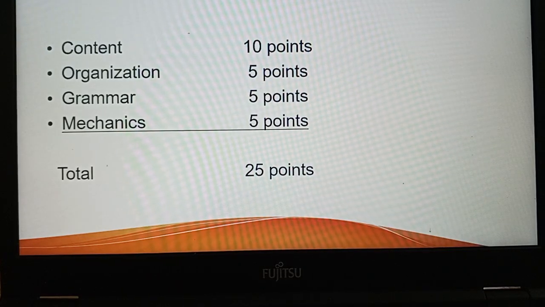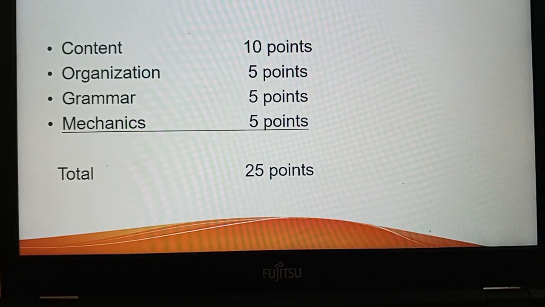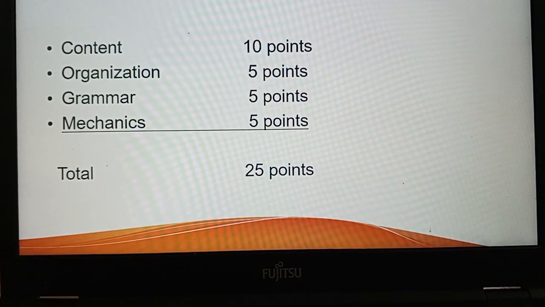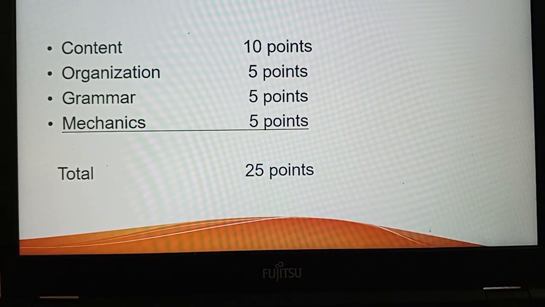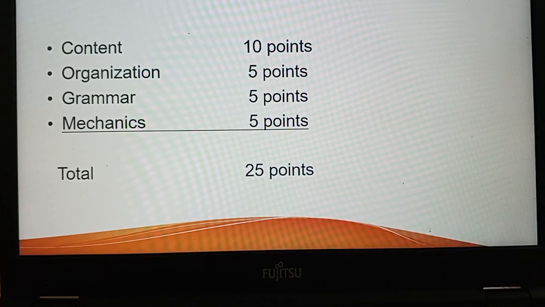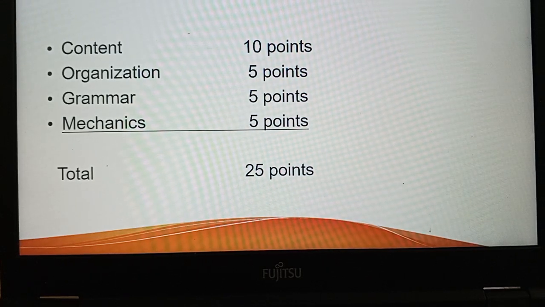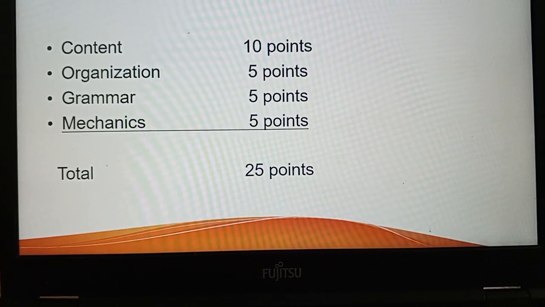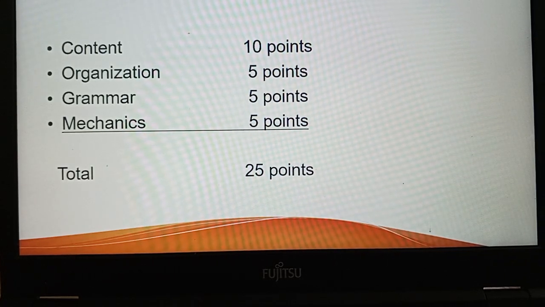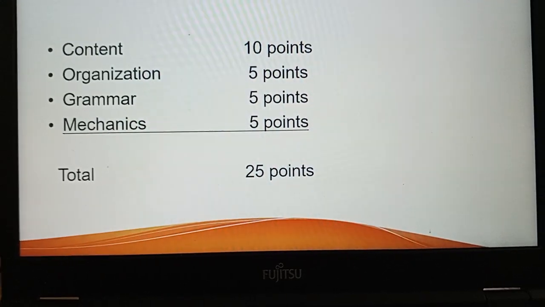So this will be the criteria for checking. Content is 10 points, organization 5 points, grammar 5 points, mechanics 5 points. All in all, you would have 25 points. So again, this would be your asynchronous activity for this week, to be submitted next week on my table. If you already have your face-to-face classes in other subjects, just on Thursday.